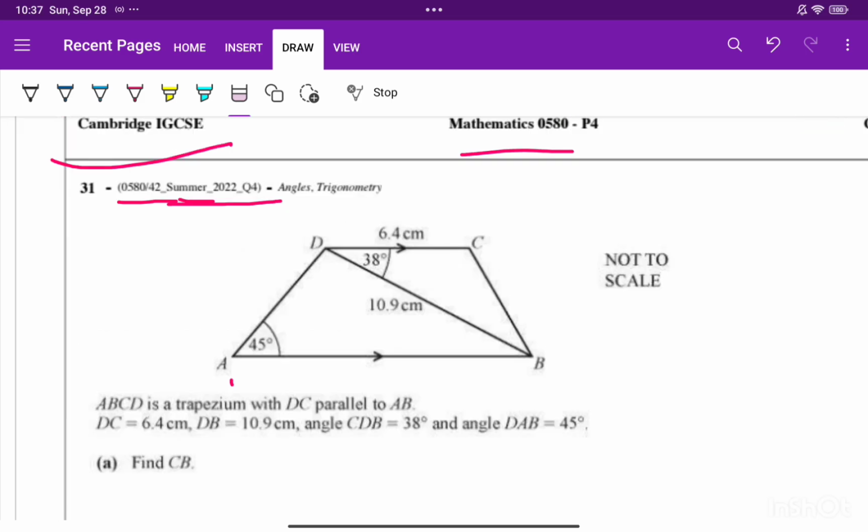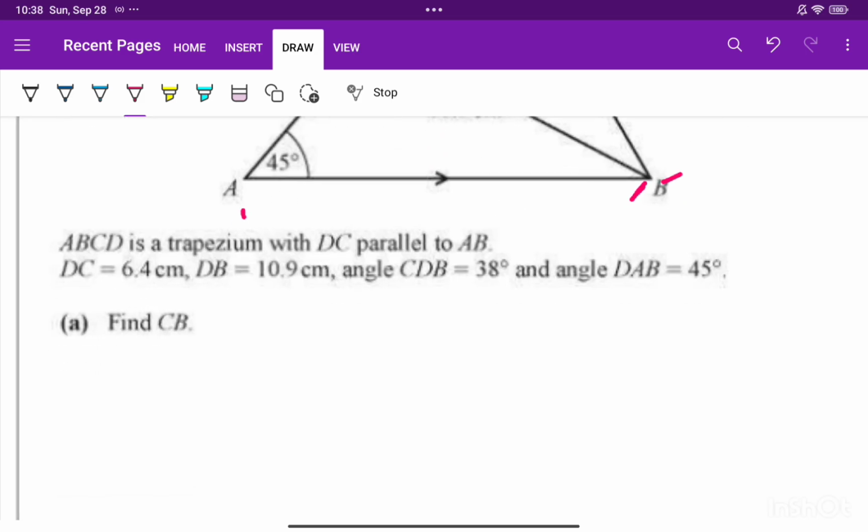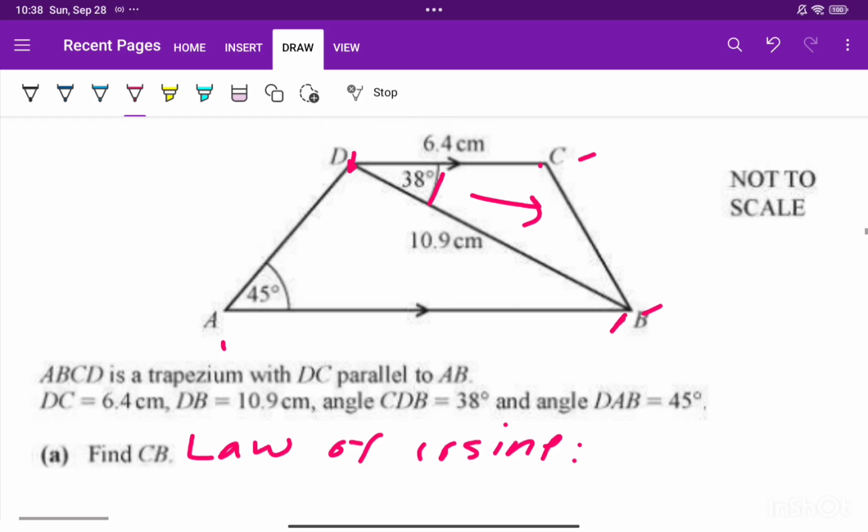Over here, we know the length of DC is 6.4. We also know the length of DB, which is 10.9, and we also know this angle, and we have to find the side opposite this angle, which is CB. So we can use the law of cosine. Let me write it over here. Law of cosine.